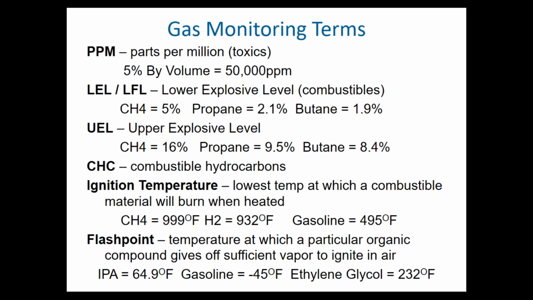In our field, because we're doing both toxic and combustible gas detection, we need to understand the comparison between parts per million, percent by volume, and of course, when we talk about lower explosive limit, we're going to be talking about percent LEL. Parts per million is relatively easy. A good example is 5% by volume is equal to 50,000 ppm.